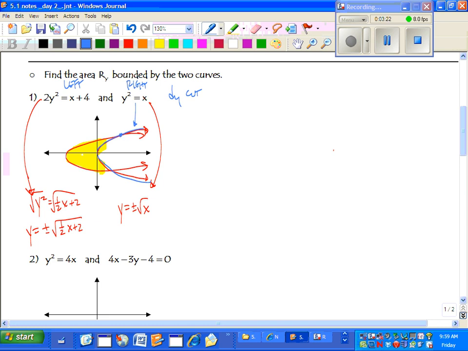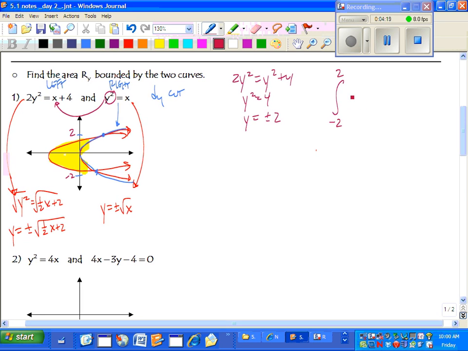Now, we need to find out where these intersect. We need to know the y values this time, because everything is going to be in terms of y. So in order to find those y values, we can use substitution, just like we did on the last set of notes. We know x is equal to y squared. Well, we can put y squared in place of x here. So we have 2y squared equals y squared plus 4. So if we subtract, we get y squared equals 4. So y, take the square root of both sides, we get y is positive or negative 2. So that gives us our intervals. We're going from negative 2 to 2. That's our c and our d.